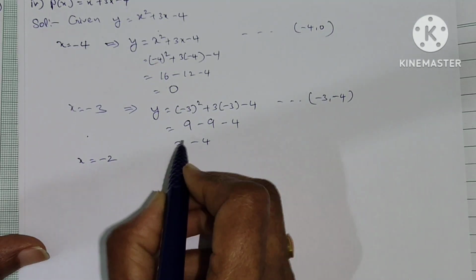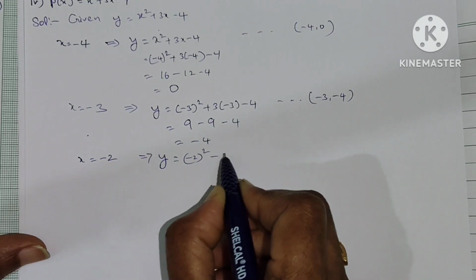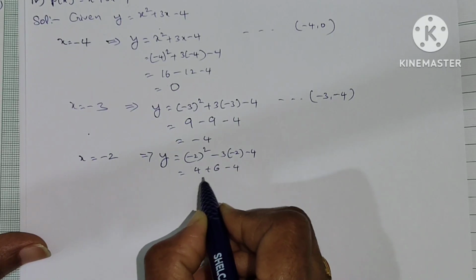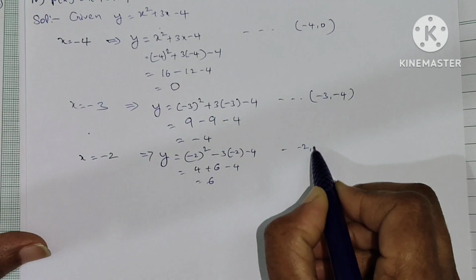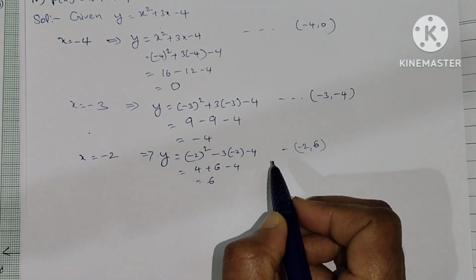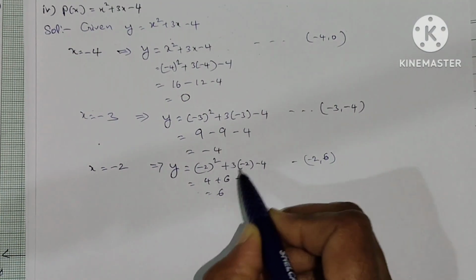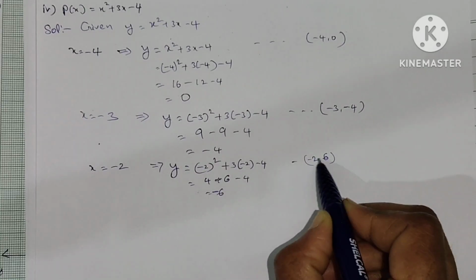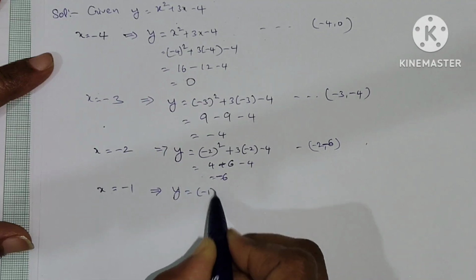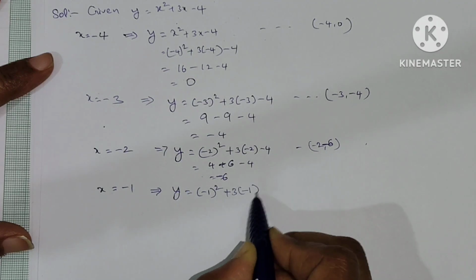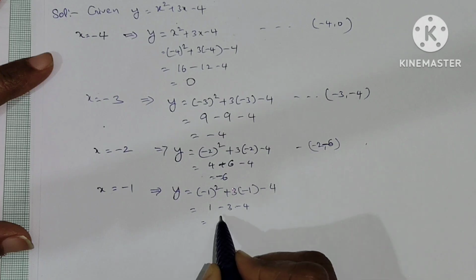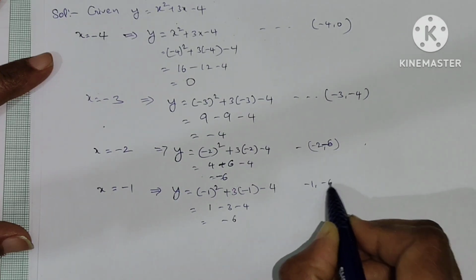Next we write x equals minus 2. Then y equals minus 2 whole square plus 3 into minus 2 minus 4. So 4 minus 6 minus 4, which is minus 6. So minus 2 comma minus 6 is the answer. Next, x equals minus 1 means y equals minus 1 whole square plus 3 into minus 1 minus 4. So 1 minus 3 minus 4, which is minus 6. So minus 1 comma minus 6 is the point.